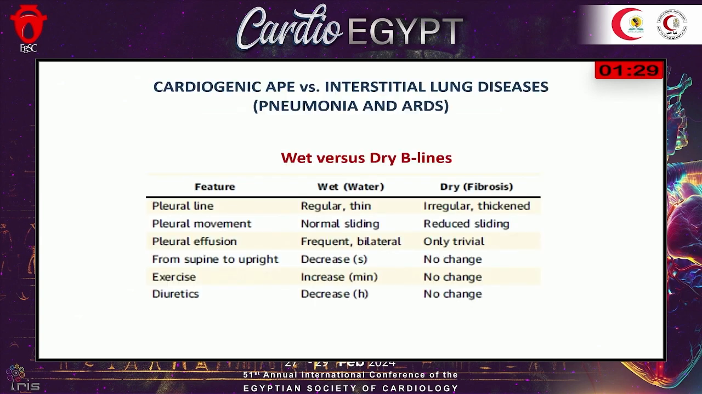How to differentiate between wet versus dry B lines? Well, the most important is the pleural line, which is usually thin in cases of wet pulmonary congestion, while it is thick in the presence of interstitial lung disease. The movement of the lungs, the response to diuretics, and the increase with the stress, all these can differentiate wet from dry B lines.